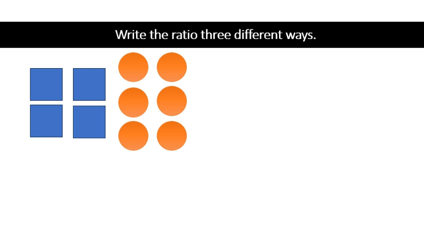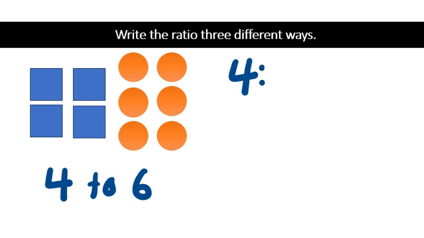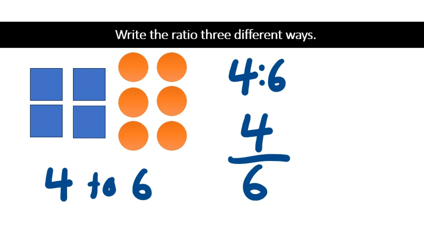Same thing with squares and dots. We're comparing how much of one thing there is compared to another thing. So in this case, we have 4 blue squares compared to 6 orange dots. We can write that as 4 to 6, or you can write it as 4 colon 6, or you can write it as a fraction 4 over 6.